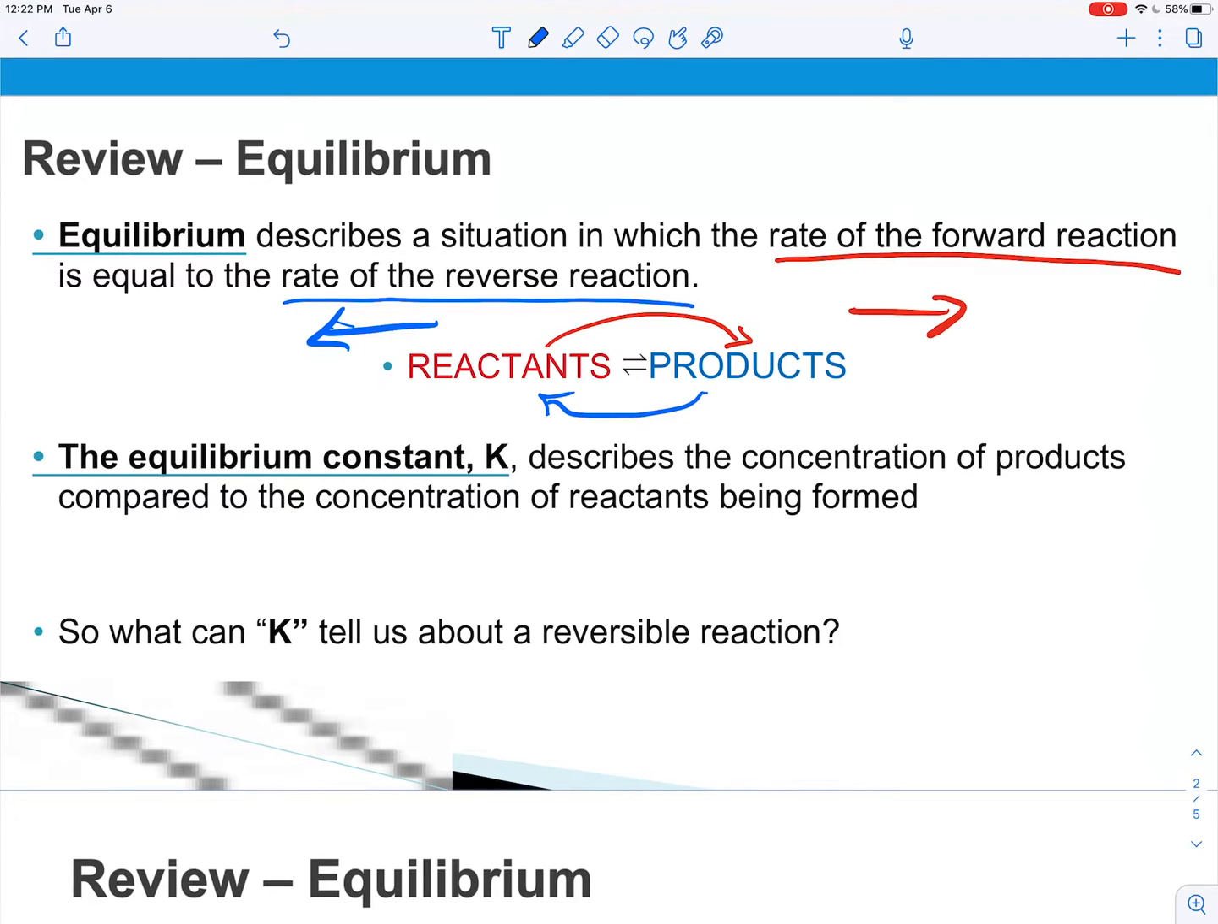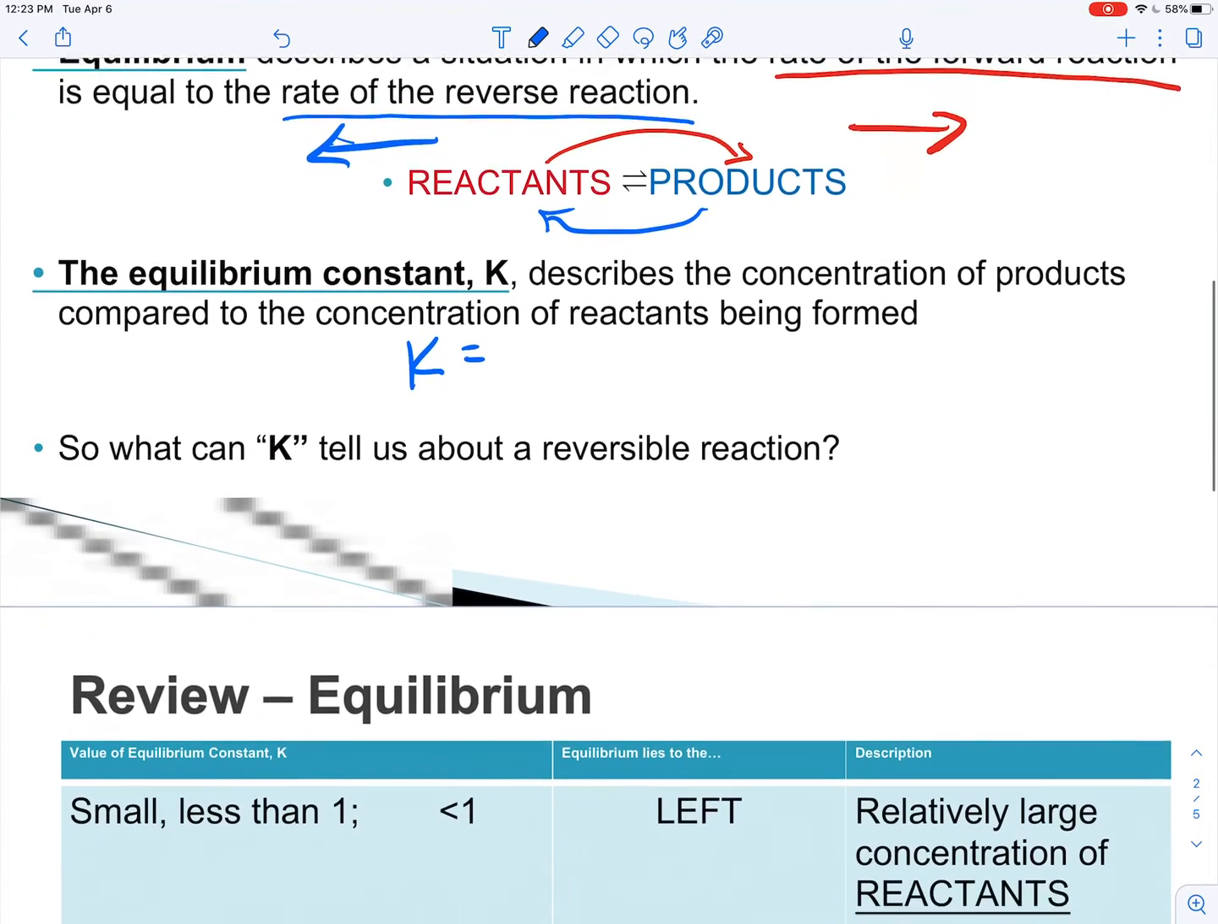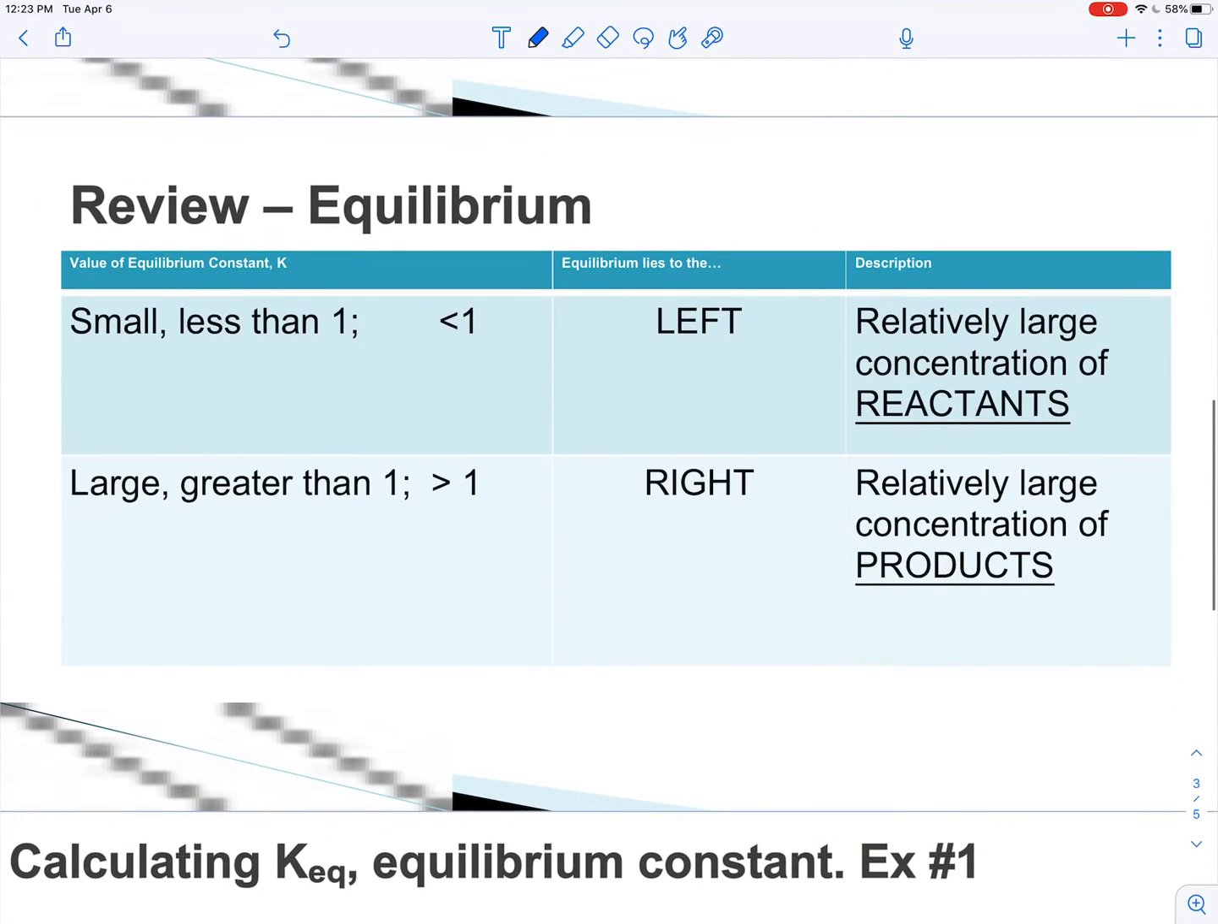Okay? So the equilibrium constant, K, which is what we've been doing yesterday, describes the concentration of products compared to the concentration of reactants being formed. So we can see, are we forming more products or are we forming more reactants? Even though the rate is the same, you might be forming more of one or the other. So what does K tell us about a reversible reaction? That's exactly it. It'll tell us if we have more reactants or if we have more products.